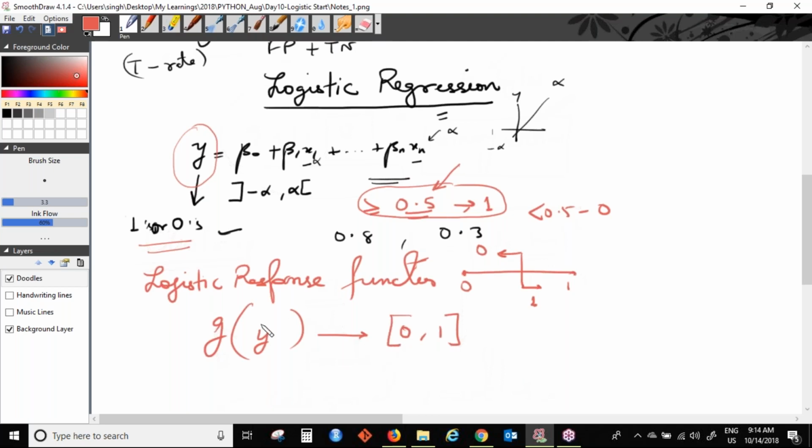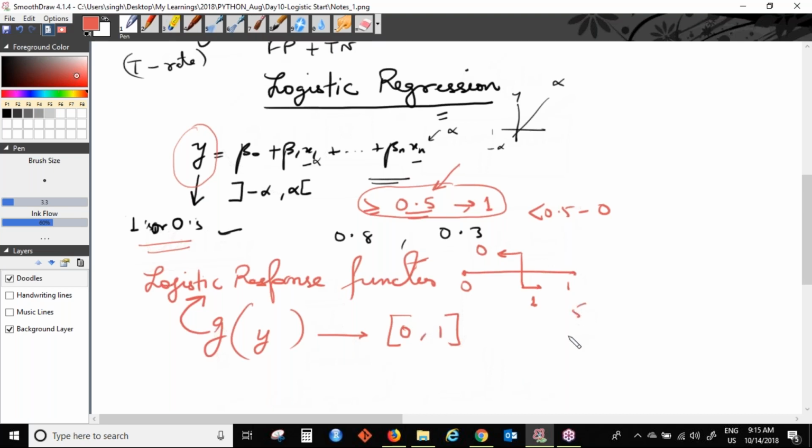Okay, we will apply a function on top of this so that the output is always between 0 and 1, and that function g is called the logistic response function. It's a mathematical function which we apply on top of y. Why do we apply it? So that the output is always between 0 and 1. Why do we need our output always between 0 and 1? Because we are dealing with a classification case.